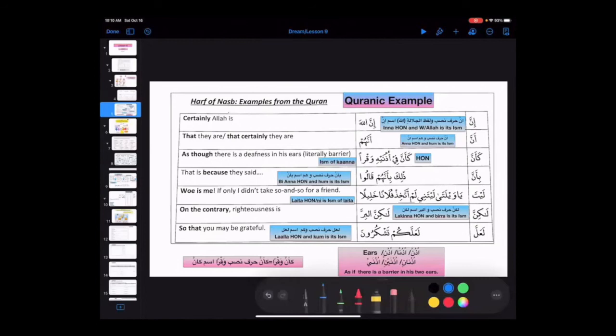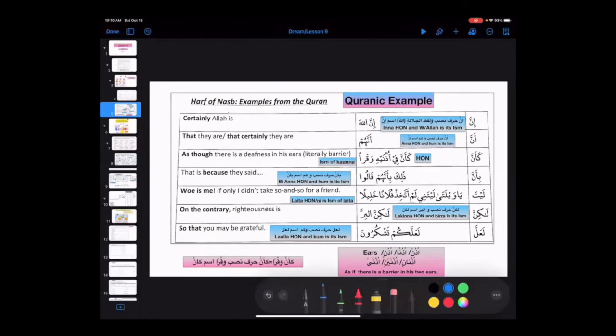So basically Laita is harfu nasab over here, and this ni is ismu Laita over here. Then we have lakinna. Lakinna is harfu nasab, right? And al birra, its ism, is right beside it. So this is the ismu lakinna. And what could be the translation? Lakinnal birra, however, righteousness is. So Allah subhanahu wa ta'ala, this is Surat Baqarah. Allah subhanahu wa ta'ala is describing what is bir, what is righteousness.